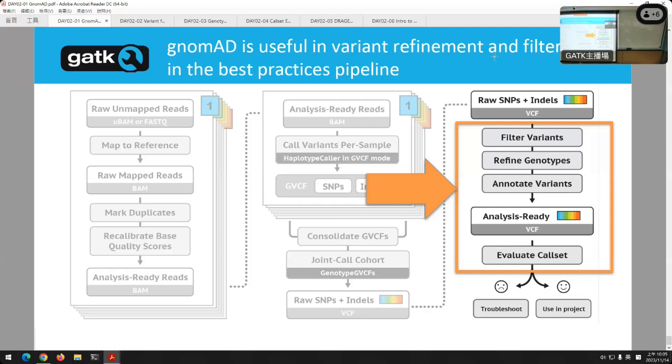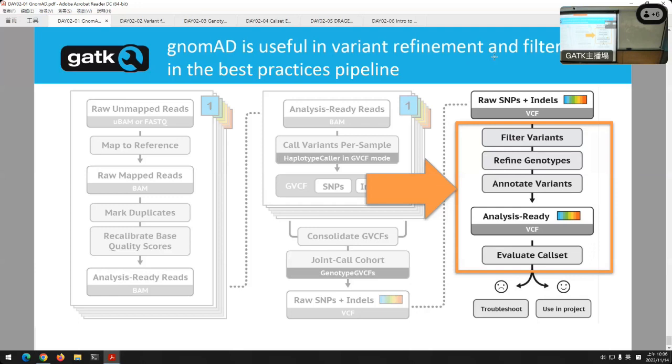I'm just curious about gnomAD, if I pronounced it right or not. How do you control the quality of the variants that are included in this database? What kind of quality control was done for gnomAD?